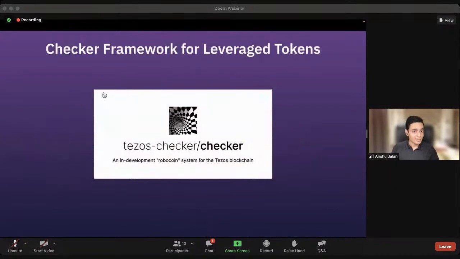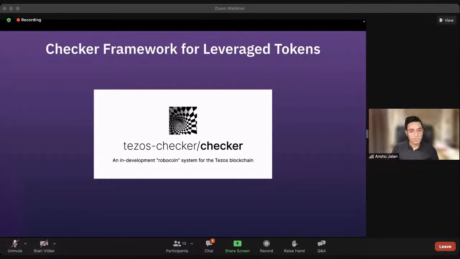And one great thing that we have on Tezos is the Checker framework, using which you can create any synthetic asset. But in here, we have asked you to build a leverage token. So you can build that using Checker. Now, Checker is basically a framework which will deliver you the smart contracts. So basically, you set the parameters and you deploy your own system. And then what you have in hand is to build a final UI to interact with the smart contracts.